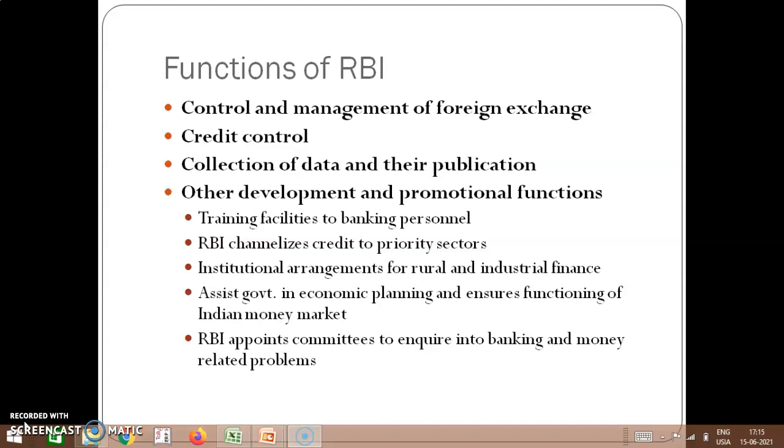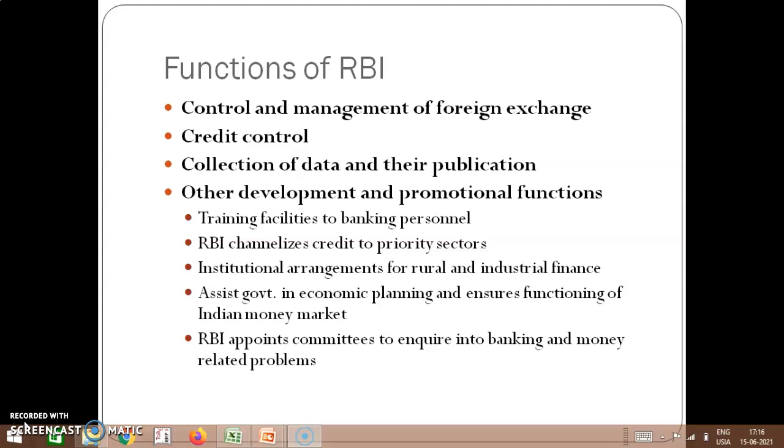Okay, so RBI is also engaged in the function of collection and dissemination of vital economic information and financial data to the public. Apart from all these functions, they also do a lot of developmental and promotional functions, such as providing training facilities to the banking personnel at different levels through training institutions set up by RBI. Then the RBI channelizes credit to priority sectors like agriculture, small scale industries, etc. Then it makes institutional arrangements for rural and industrial finance by setting up various cells and institutions under its control.